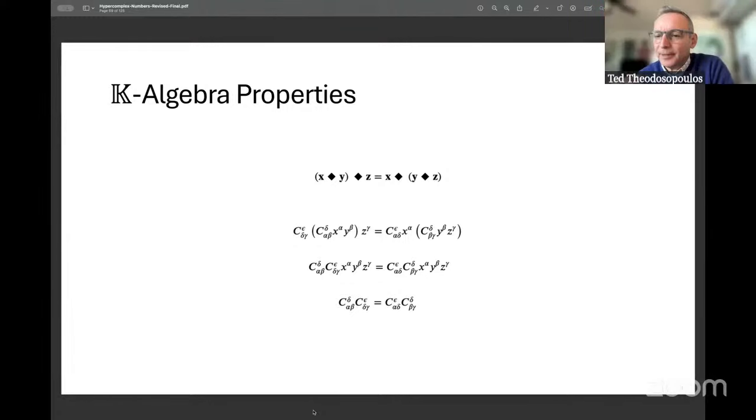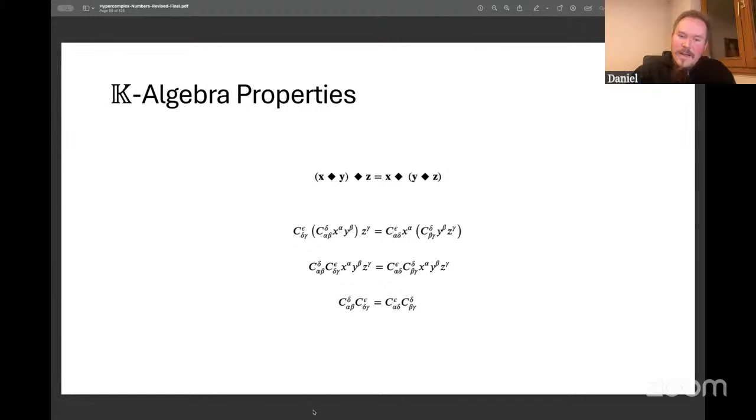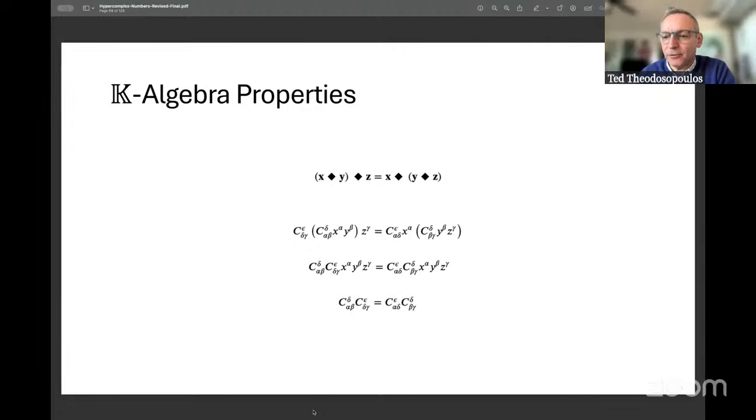But Daniel, can I interrupt for just a second? There's a question or a comment in the chat that essentially makes me think to ask how much of this depends on the choice of basis, or is the power of this sort of index notation to make it basis independent?